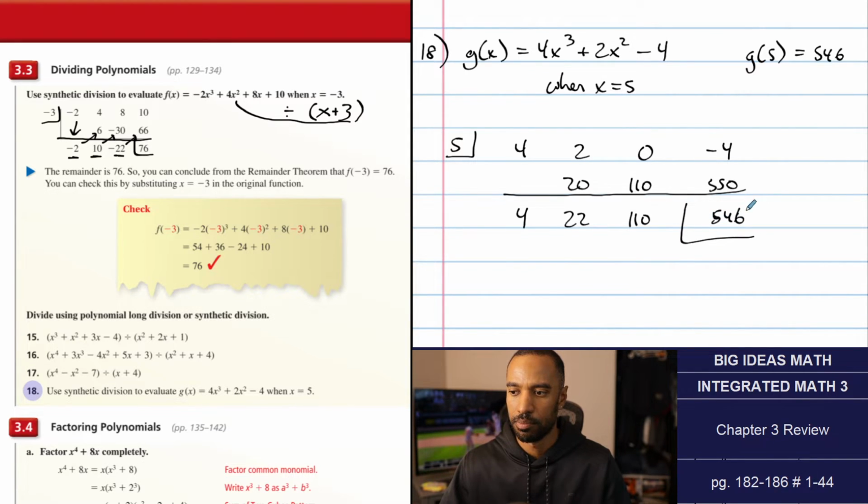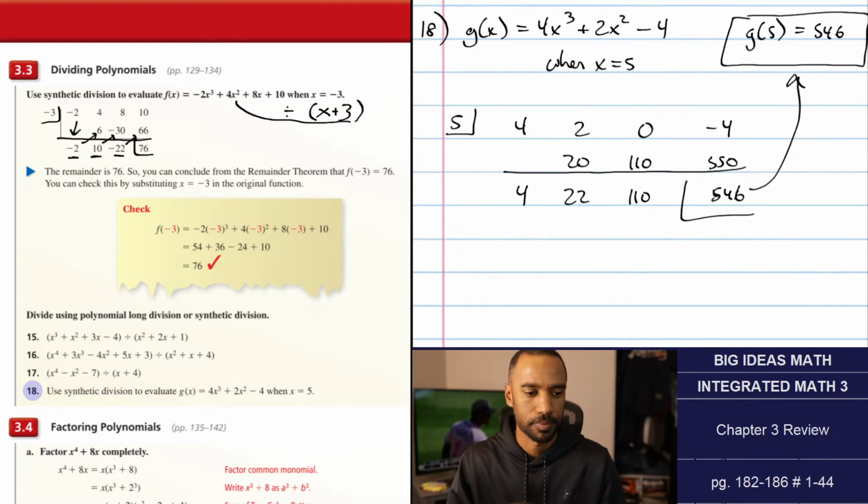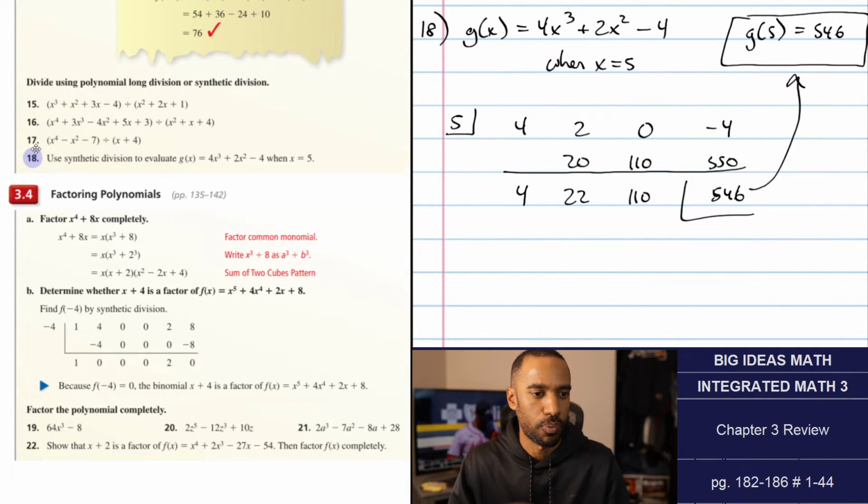So this is the remainder. The remainder is the result, given the remainder theorem. There it is, 546. Okay, that's section 3.3. Now we go to factoring in section 3.4.